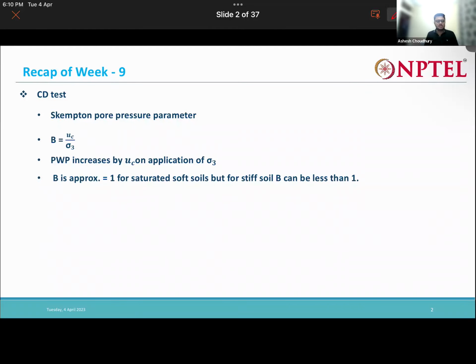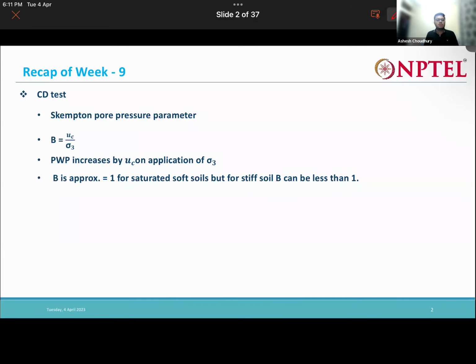The main reason that this drained stage is very slow is that shearing is done very slowly, so that extra pore water pressure doesn't develop. The water is able to drain out completely and slowly, so that there is no development of pore water pressure. So this CD test takes a large amount of time.